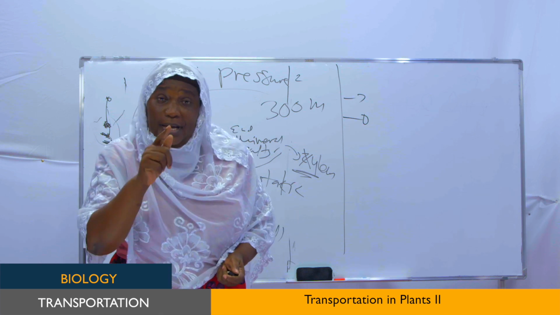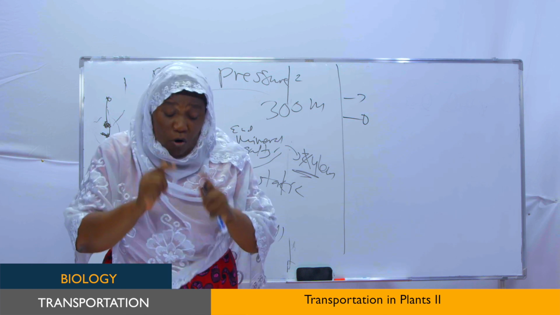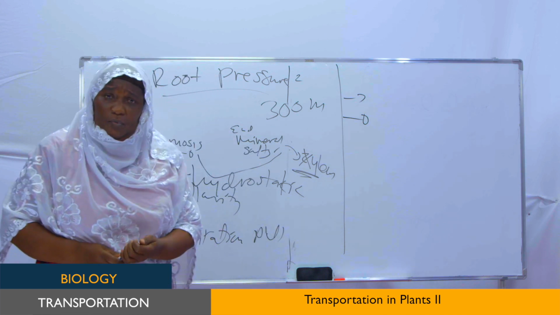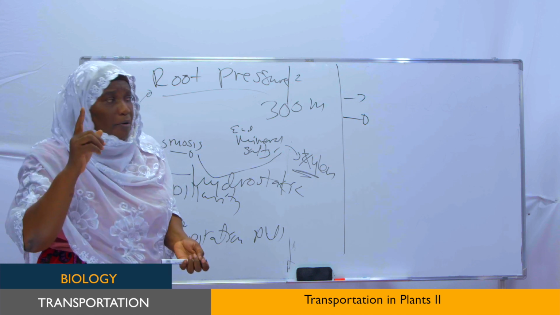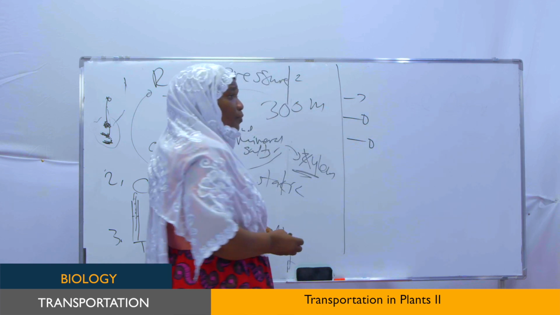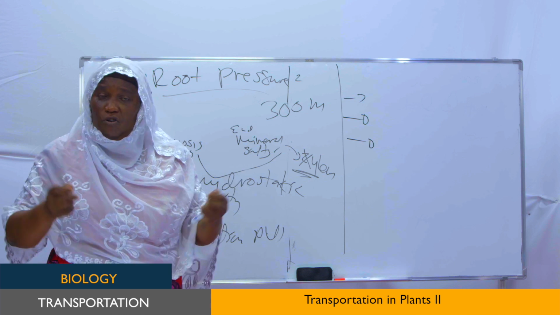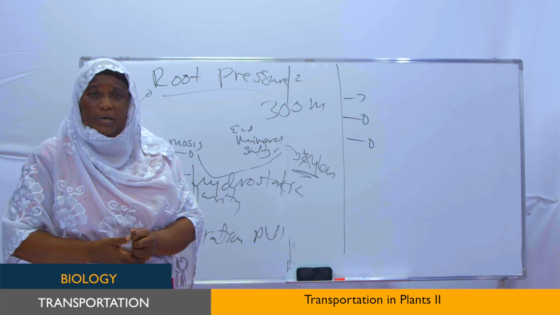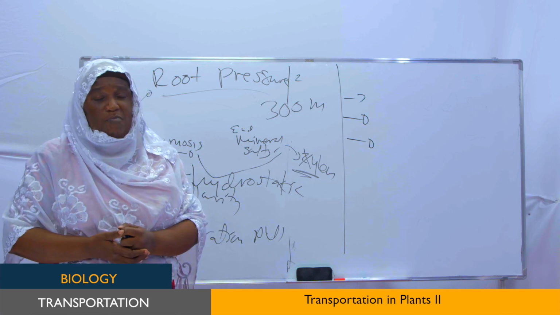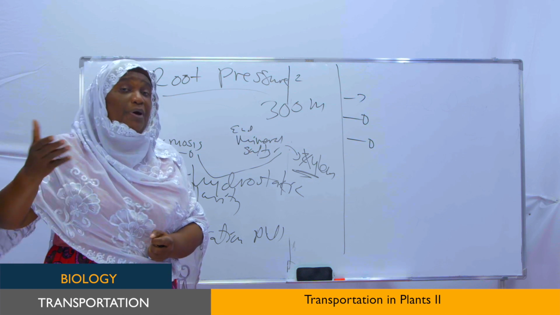And if no, please don't close up your books. Continue to read until you achieve those objectives. Objective number 3 is you are required to explain upward movement of water. Upward movement of water. Now, are you able to explain upward movement of water? That means in the xylem vessel, are you able?